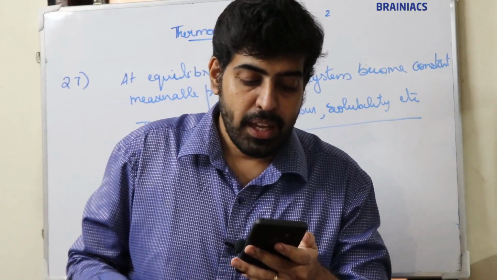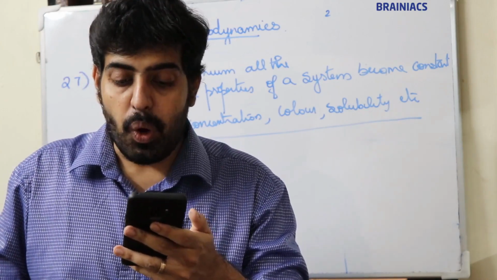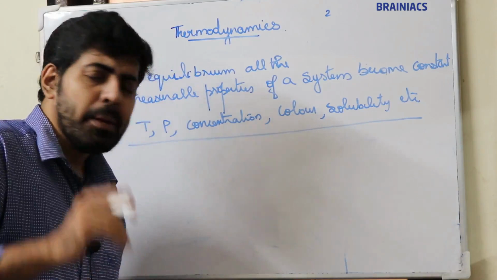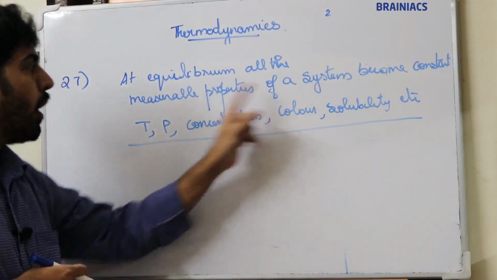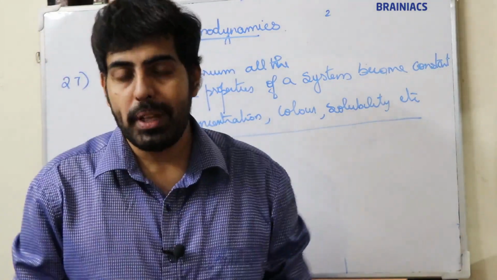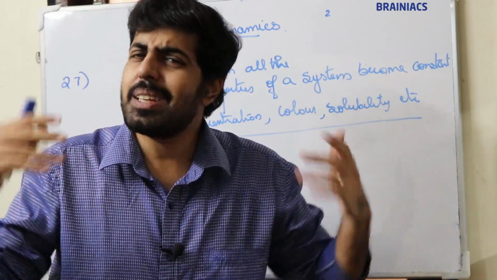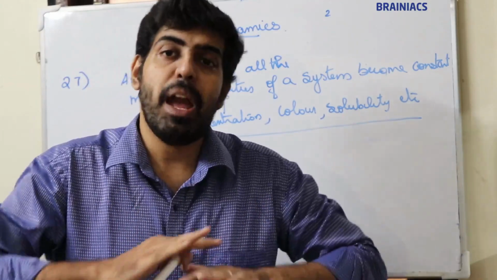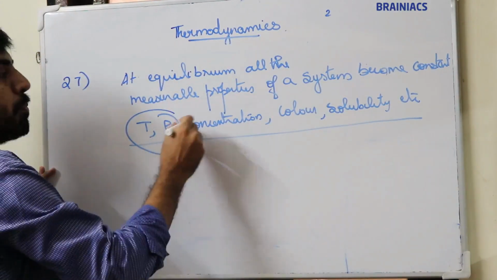Moving on to question number 27. Identify the correct statement for the change of Gibbs free energy of a system, delta G system, at constant temperature and pressure. We have to identify the correct statement. Now, here they have mentioned that temperature and pressure become constant. You should know this: at equilibrium, all the measurable properties of a system become constant. When a system attains equilibrium, all the measurable properties, that is temperature, pressure, color, concentration, solubility, etc., everything becomes constant.